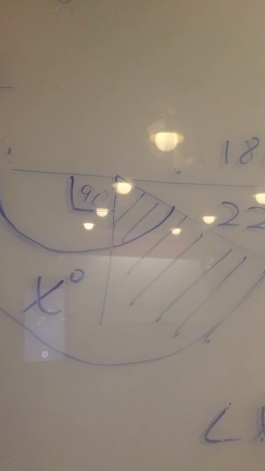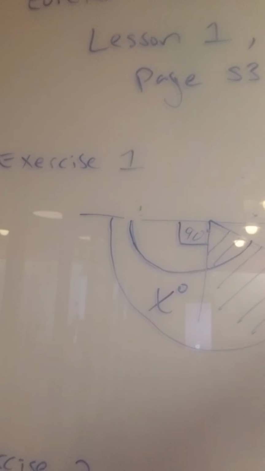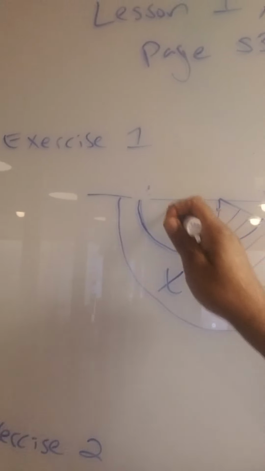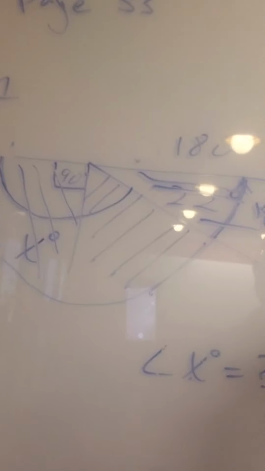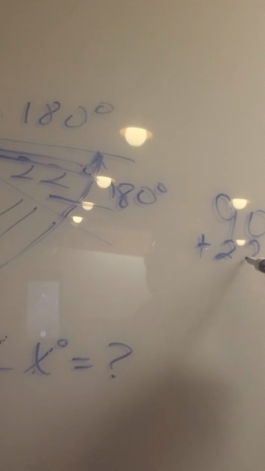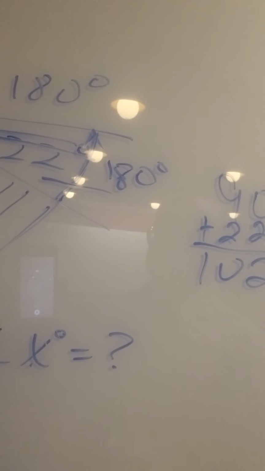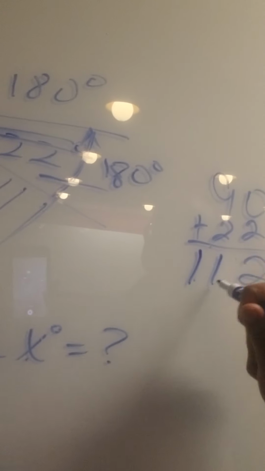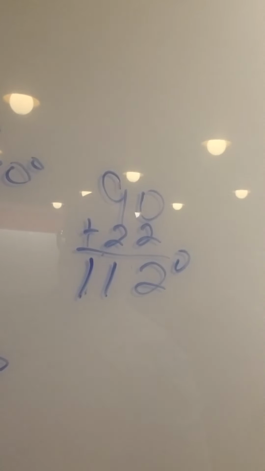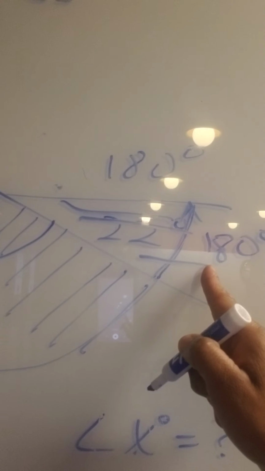So one way you could look at this is we know the whole thing from here to here is 180. We know this part is 90. And we know this part is 22. So what could we do? We could take 90 plus 22 to give us 102. I'm sorry, 112 rather. Excuse me. Okay? So that means this plus this is 112 degrees.